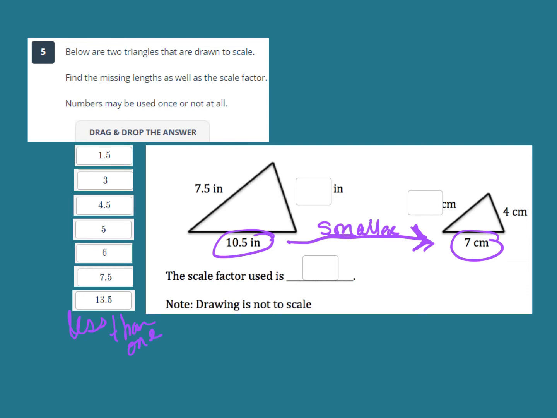So that tells us that whomever made this problem decided to go in the other direction. They are not supposed to do that, but there's nothing we can do about it. We have to go with what they've given us. So they are going in the other direction. So here we go. That means we have to say 7 times what equals 10.5?